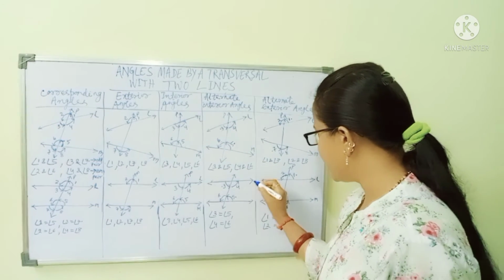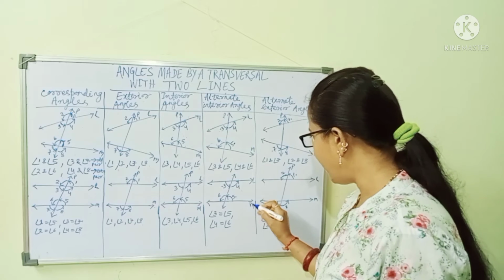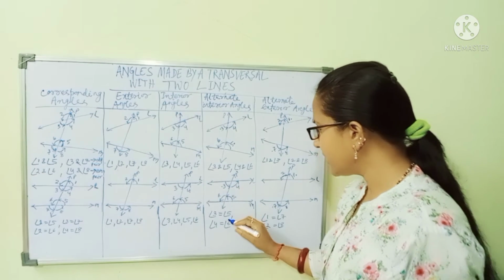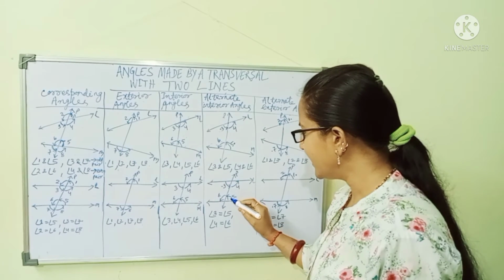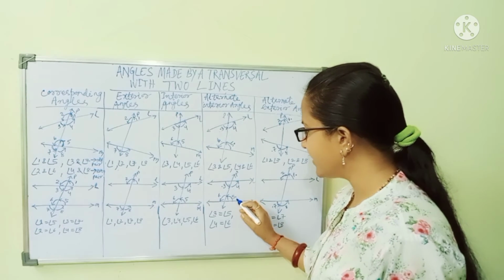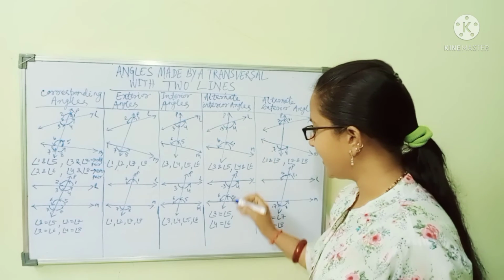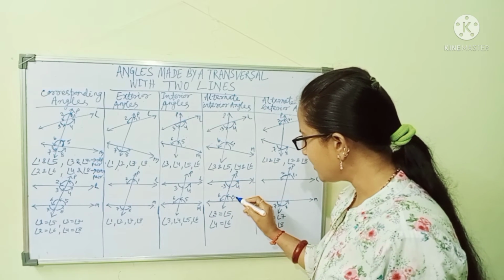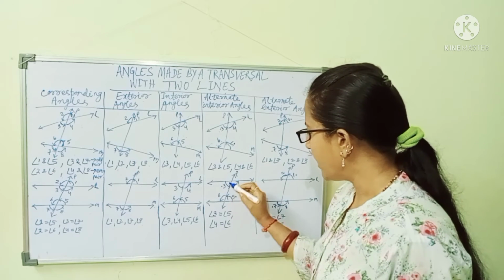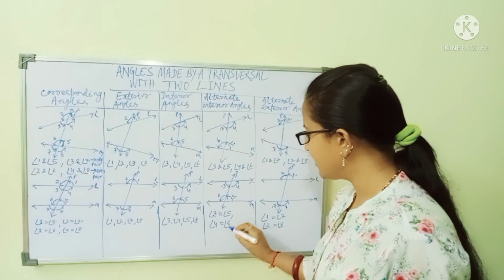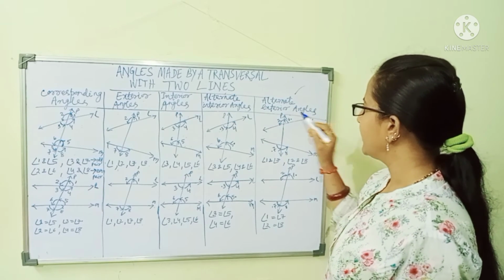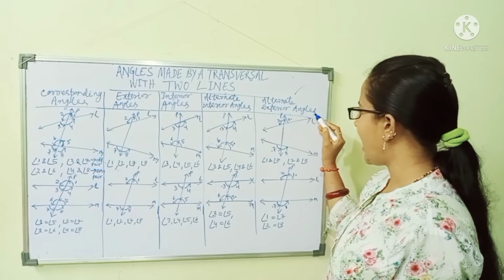When we consider L and M as parallel lines and P as the transversal, the same thing happens, but alternate interior angles are always equal in the case of parallel lines. So the third angle will be equal to the fifth angle and the fourth angle will be equal to the sixth angle. Now we'll go for the next angle type, alternate exterior angles.